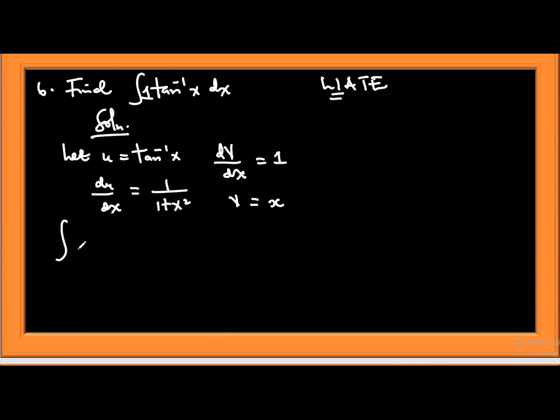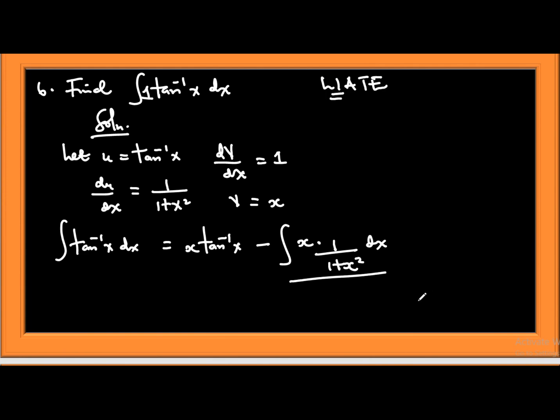So our answer in this case will be integral of tan inverse of x dx is equal to uv, but u is tan inverse of x, and then v is x, so we have x tan inverse of x, minus integral v, which is x, du dx is 1 out of 1 plus x squared dx. And then now to integrate this function here, you realize that we have to use the change of variables.